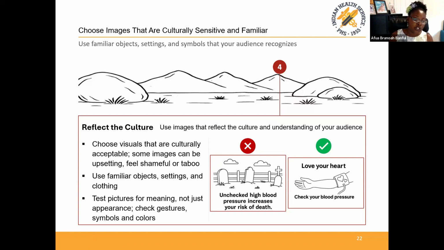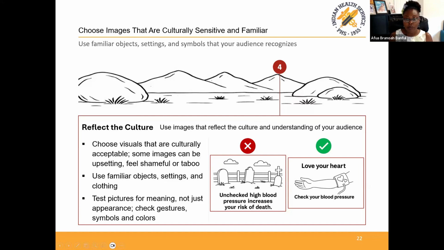So you have to be careful, and this is where the testing comes in. You need to use familiar objects and settings, and you need to test the pictures for the meaning, not just their appearance. You are checking the gestures, symbols, and colors, for instance, right? I told you the idea of red at a wedding would be very, very offensive to people from my tribe, but my friend who's Indian, everybody's wearing red at a wedding. Okay. All right.